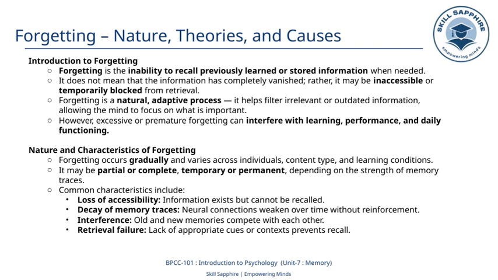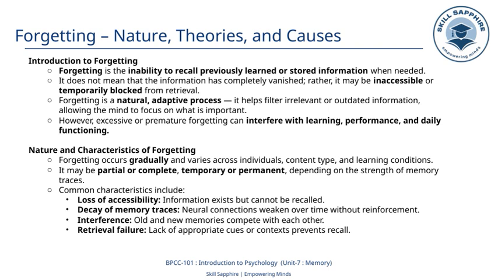Moving on to the nature and characteristics of forgetting, this process doesn't happen all at once. It occurs gradually and can vary from person to person, depending on the type of content or the conditions under which we learn. Forgetting can be partial, meaning we lose some details, or complete, where the entire memory is gone. It can also be temporary or permanent, depending on how strong the original memory traces were.